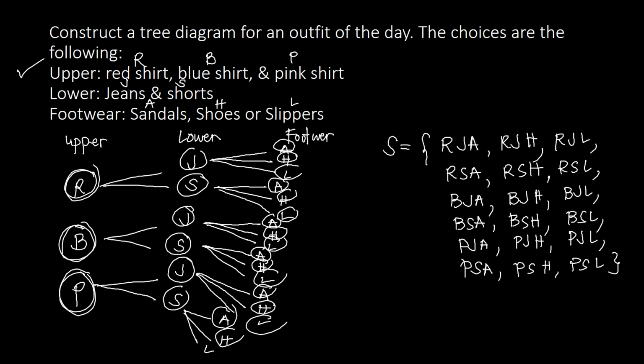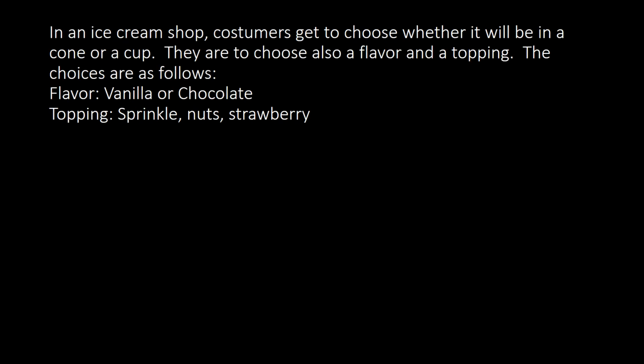The number of total possible outcomes can be obtained by multiplying the choices. On the upper, we have 3 choices. Lower, we have 2 choices. And on the footwear, we have 3 choices. Multiplying that will be equal to 18. So we have there the number of possible outcomes in that particular combination. So that's 18. So let's go to another example.